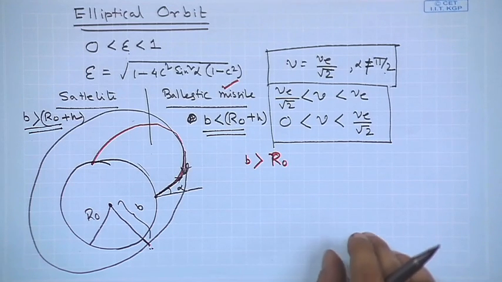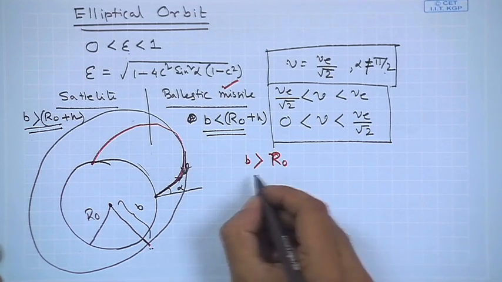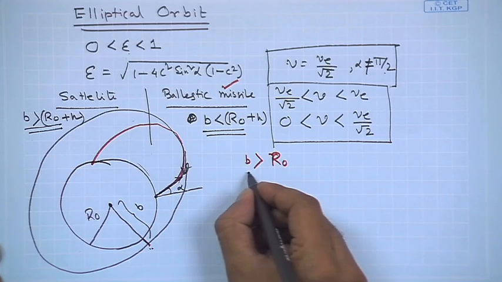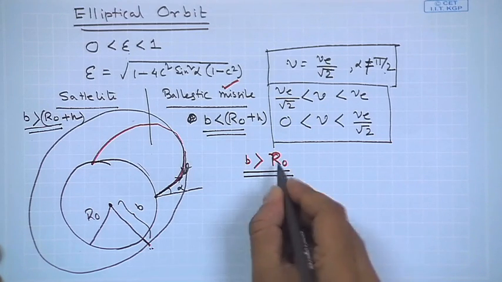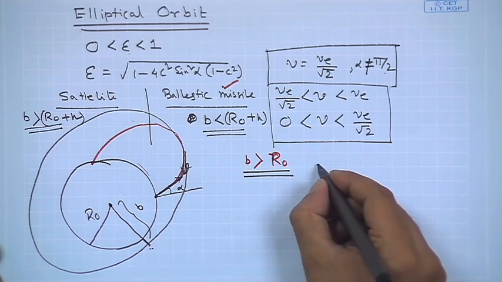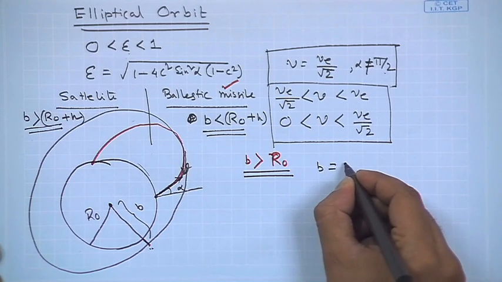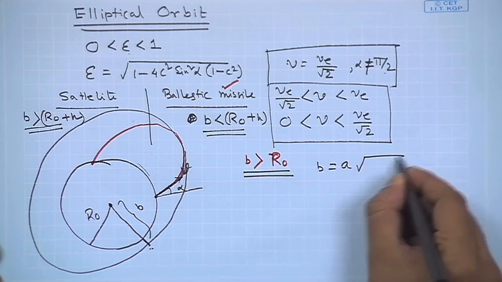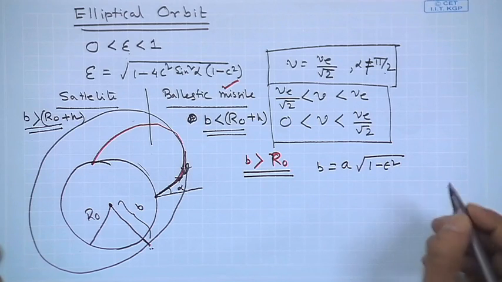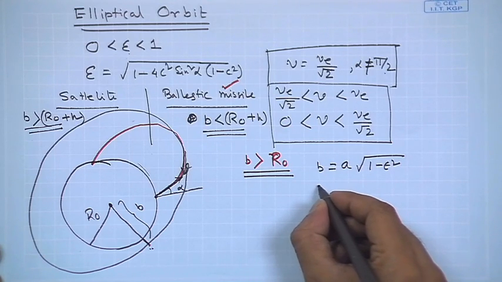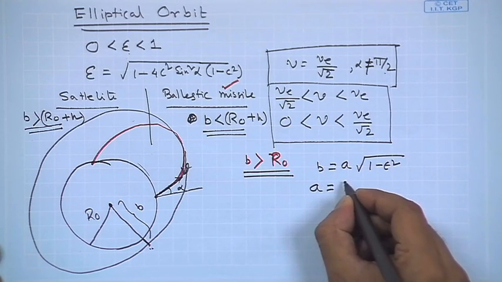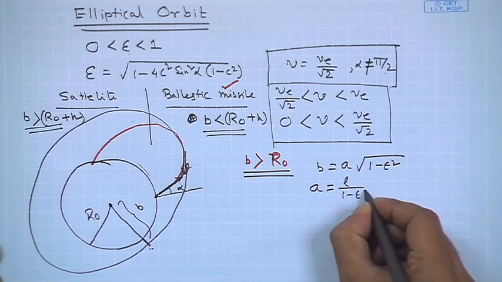Okay. Now, let us look into the calculations. So, first we have to set the condition B greater than R0. Now, what is B? If you recall, B is equal to A root over 1 minus epsilon square, and A was given by L into 1 minus epsilon square.